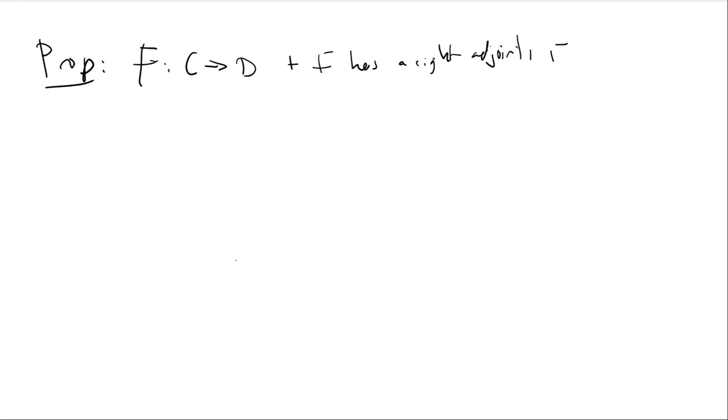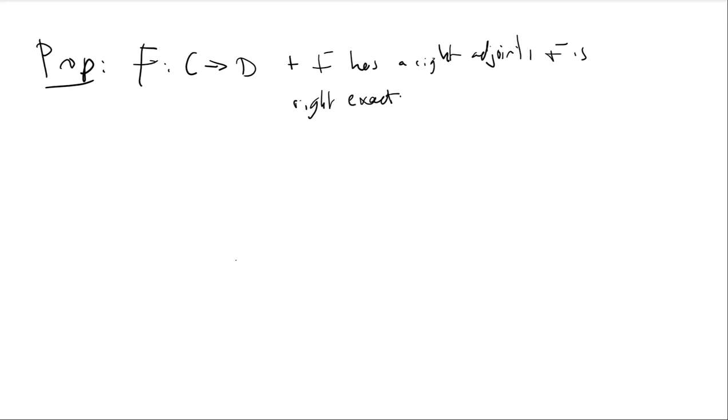We have first the proposition I promised you just a moment ago, which is that if F is a functor C to D, and F has a right adjoint, then F is right exact. And the proof of this is pretty straightforward. It's actually just a consequence of all of the definitions.